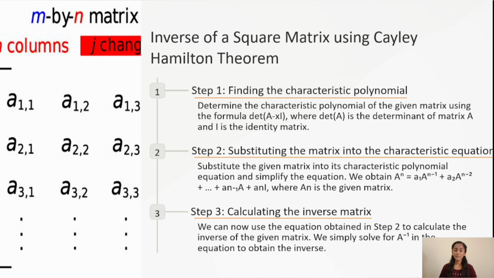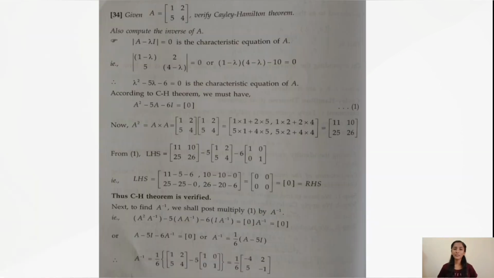And the third step is calculating the inverse matrix. We can now use the equation obtained in step 2 to calculate the inverse of the given matrix. We simply solve for A inverse in the equation to obtain the inverse. I hope you are all clear with the three steps involved in the computation process. So let's solve one problem related to Cayley-Hamilton theorem.